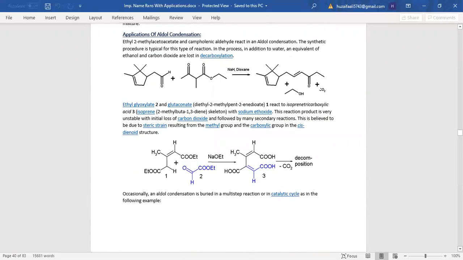Applications: ethyl 2-methylacetoacetate and phenolic aldehyde react in an aldol condensation. The synthetic procedure is typical for this type of reaction. In the process, in addition to water, an equivalent of ethanol and carbon dioxide are lost in decarboxylation.